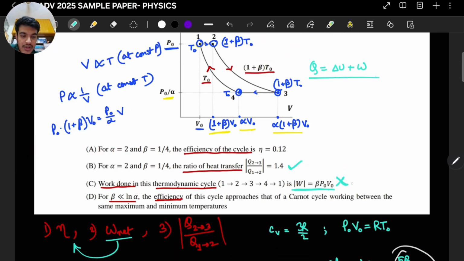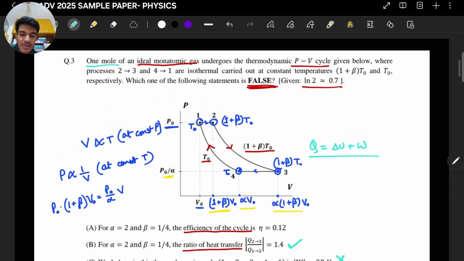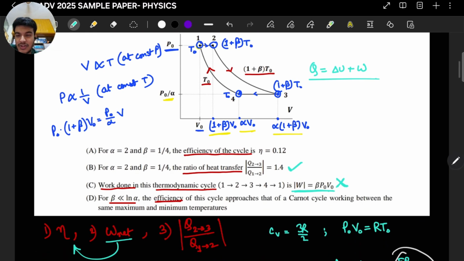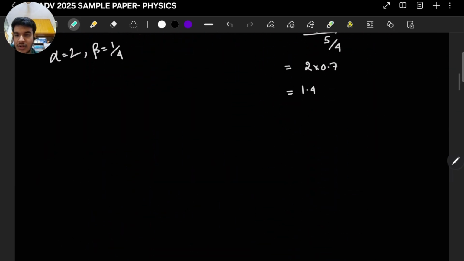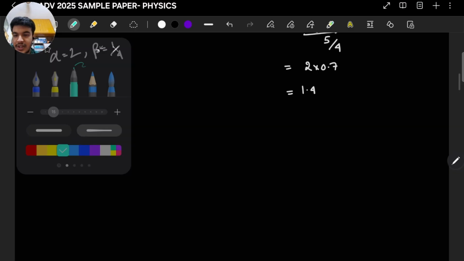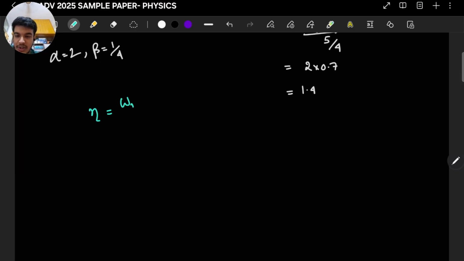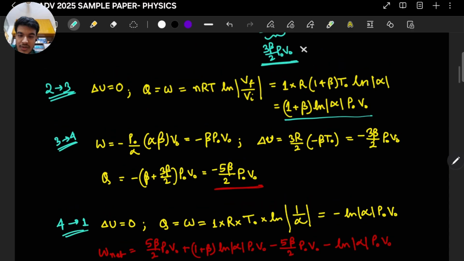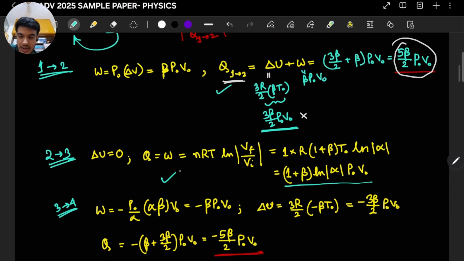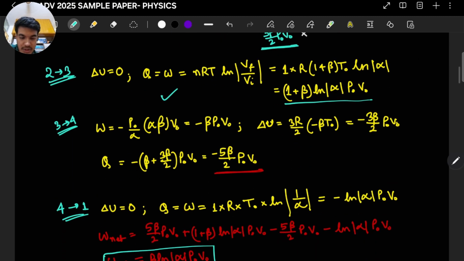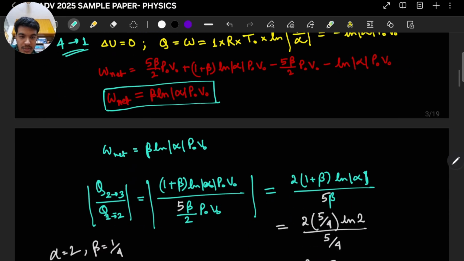This option is right. I have to mark false, right? So our answer was on the first statement only, but let us check the others as well since we have done so much. For efficiency eta, we know it is W net divided by Q accepted. Q accepted is whatever the system has accepted, which is Q1-2 and Q2-3, and all other steps were rejected, so they would not count.